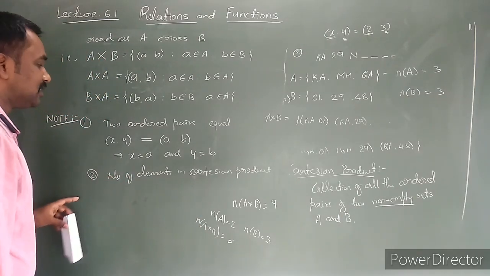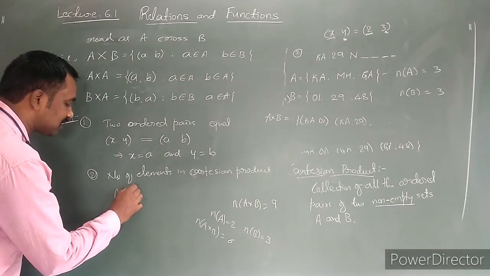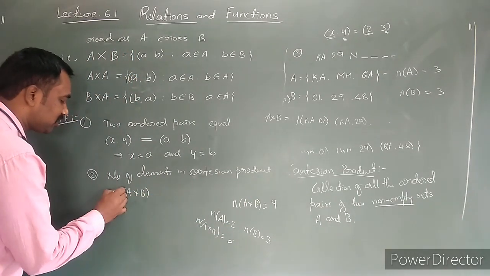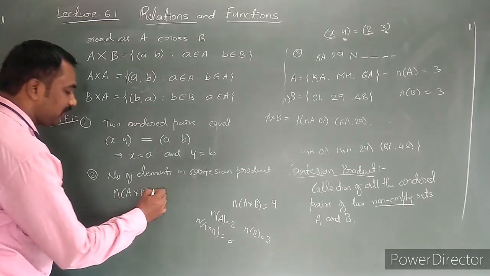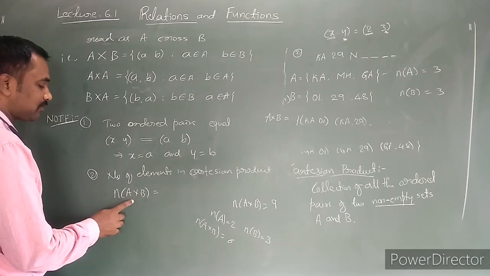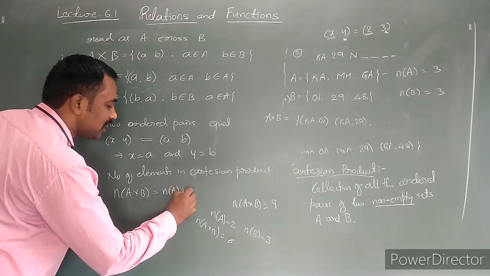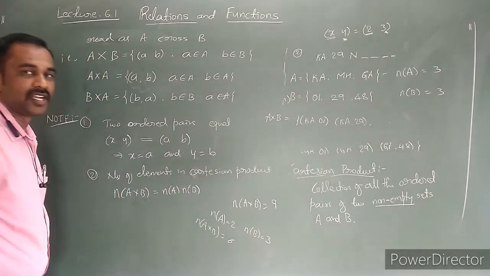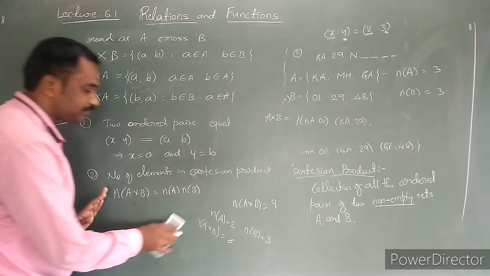Yes. So generally, the number of elements in a Cartesian product: two non-empty sets A and B, Cartesian product is written as n of A cross B. What is the number of elements? The number of elements present in the Cartesian product A cross B is written as n of A into n of B. Are you clear? Very simple thing.